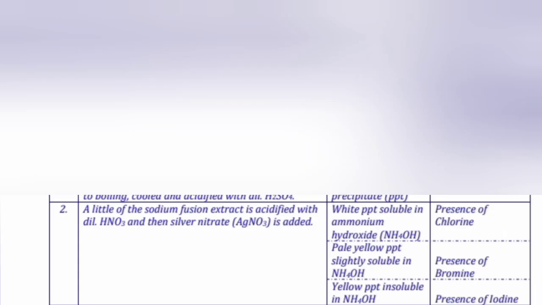Test for halogen. A little of the sodium fusion extract is acidified with dilute HNO3 and then silver nitrate is added. A white precipitate soluble in ammonium hydroxide shows the presence of chlorine. A pale yellow precipitate slightly soluble in NH4OH shows the presence of bromine. And a yellow precipitate insoluble in NH4OH shows the presence of iodine.